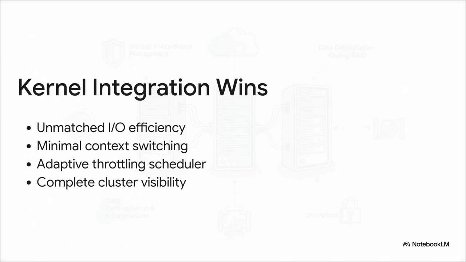And because it's sitting right there in the hypervisor kernel, vSAN gains unmatched I/O efficiency and almost zero context switching. But honestly, one of the most powerful features here is its purpose-built adaptive throttling scheduler. Sitting where it does, it can easily distinguish between front-end virtual machine traffic and back-end resynchronization traffic. So during times of network contention, which, let's face it, happens to all of us, the scheduler intelligently throttles those back-end tasks. This makes absolutely sure your primary VM workloads maintain top-tier performance no matter what.